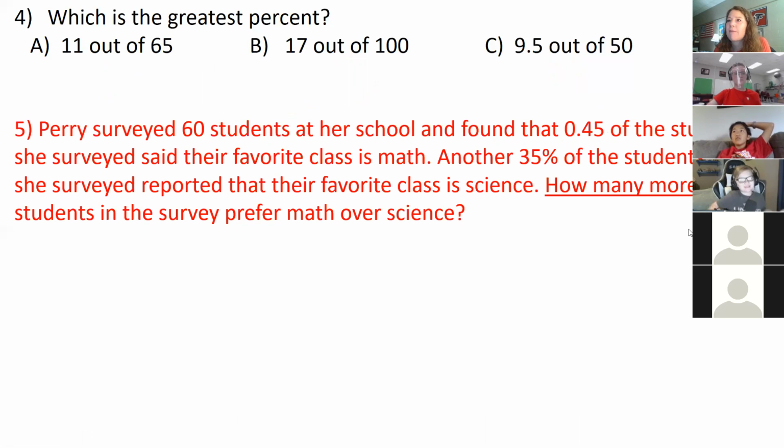All right, what about number 5? Perry, that's a good name, right? Perry. Perry surveyed 60 students at her, oh, it's a girl's name too. That's cool. Y'all should have daughters and name them Perry.